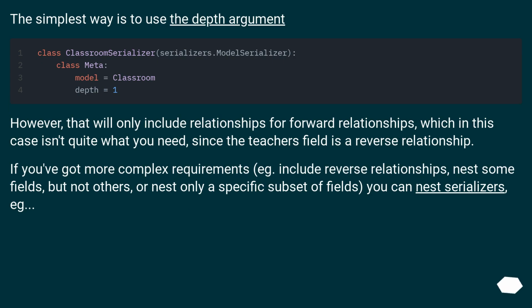The simplest way is to use the depth argument. However, that will only include relationships for forward relationships, which in this case isn't quite what you need, since the teachers field is a reverse relationship. If you've got more complex requirements, e.g. include reverse relationships, nest some fields but not others, or nest only a specific subset of fields, you can nest serializers, e.g.